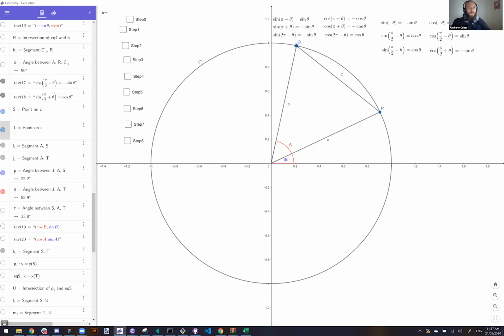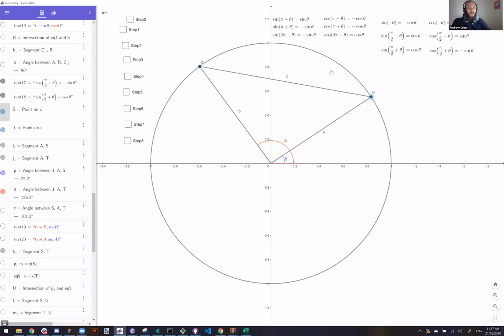While I'm moving this around, I want you to think about how A and B are related, and whether A and B change at all. As I move Q around, A changes, but not B. As I move P around, you'll see B changing, but not A. And once again, think about how lowercase a and lowercase b are related, and whether or not they change.